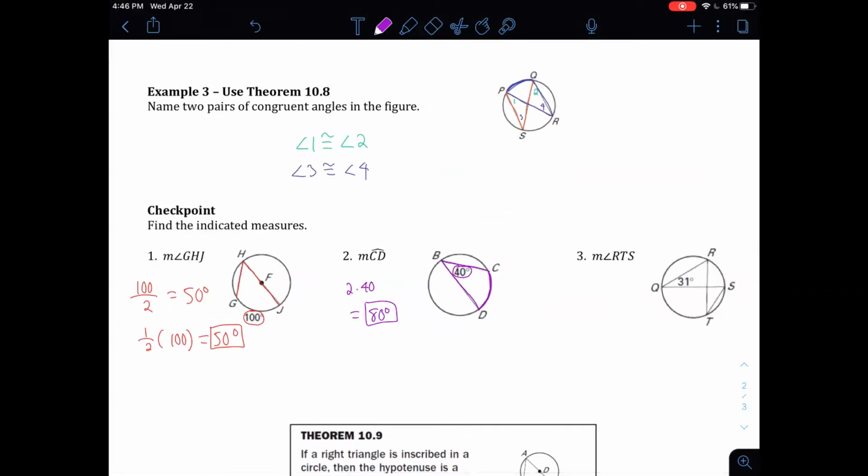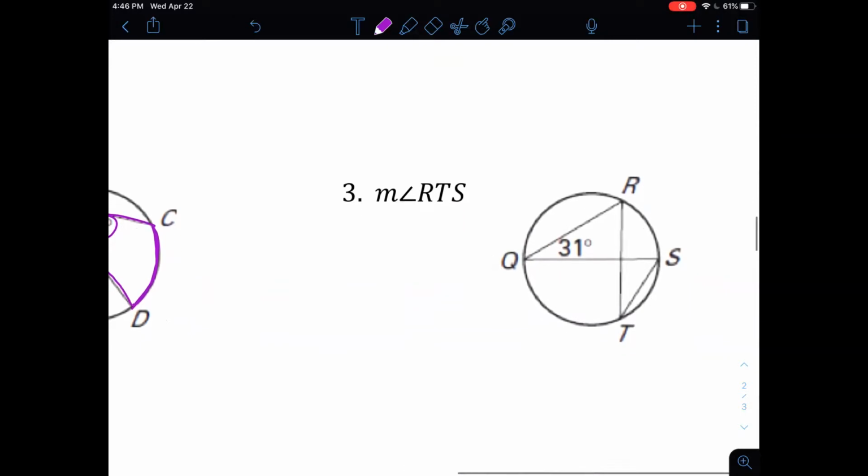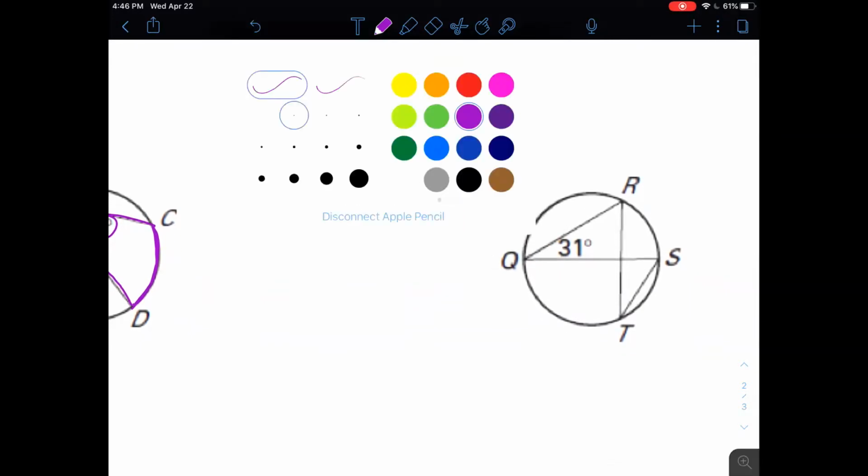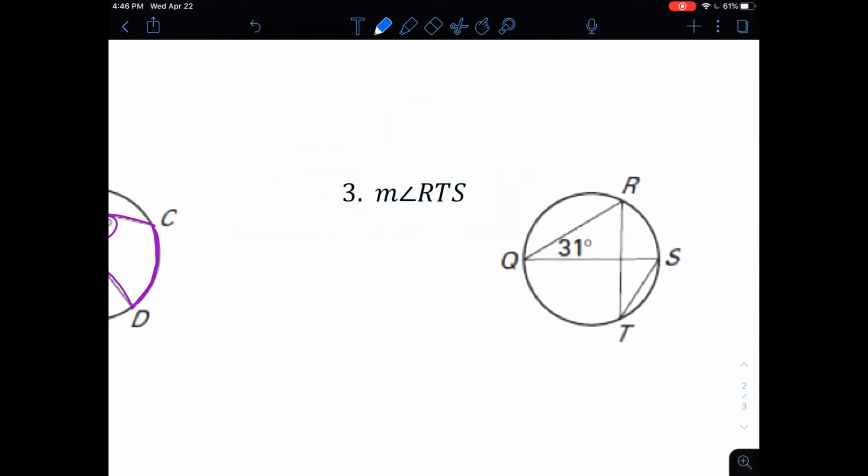All right, and then checkpoint number 3, find the measure of angle RTS. RTS we're looking for. Well, we'll start with what we know. We have this 31 degrees right here, and that is this arc right here. Can you guys see another angle that intercepts that blue arc? Yeah, we can also go like this.